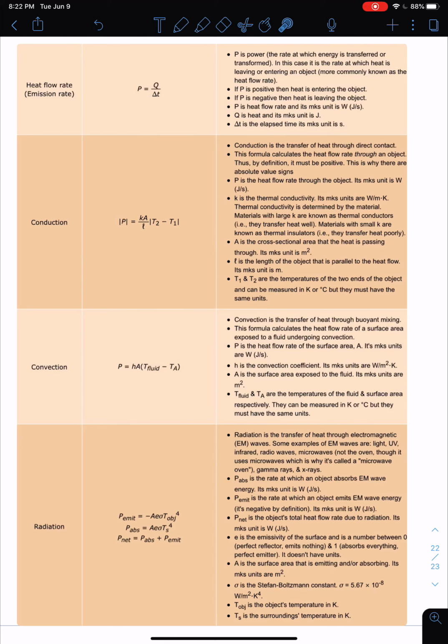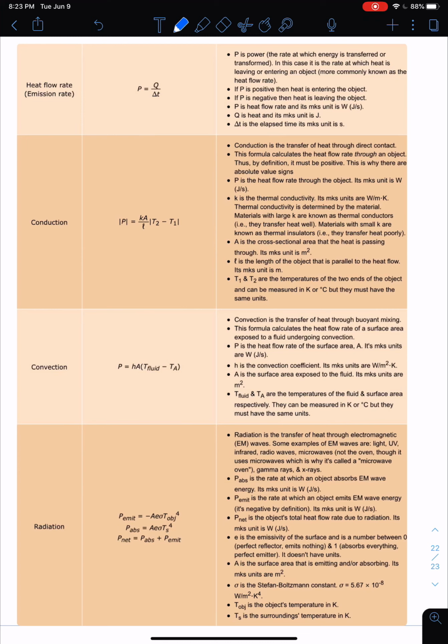So it's going to be positive if heat is entering the object. It's going to be negative if heat is leaving the object. And we talked about this already, but the unit for power is watts. That's joules per second. So if you go down to conduction, now this conduction, we talked about is heat through direct contact, but this formula is talking about the heat flow rate through an object.